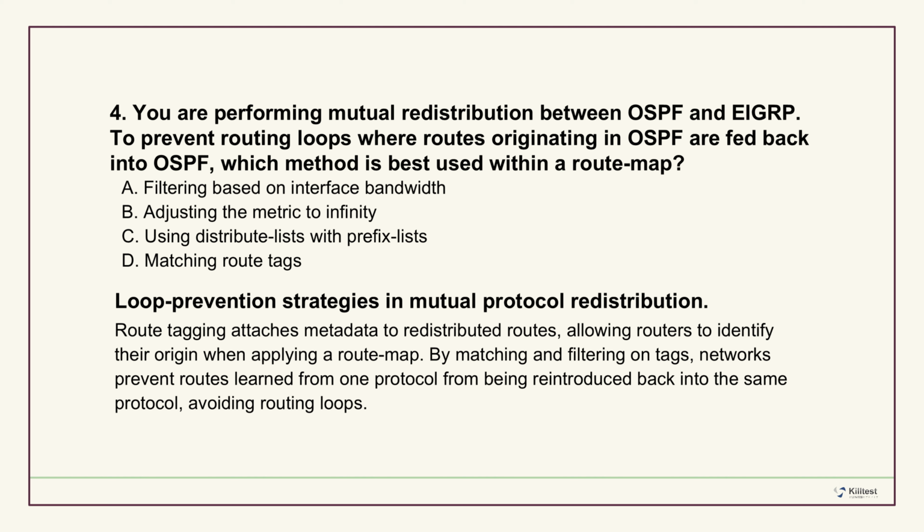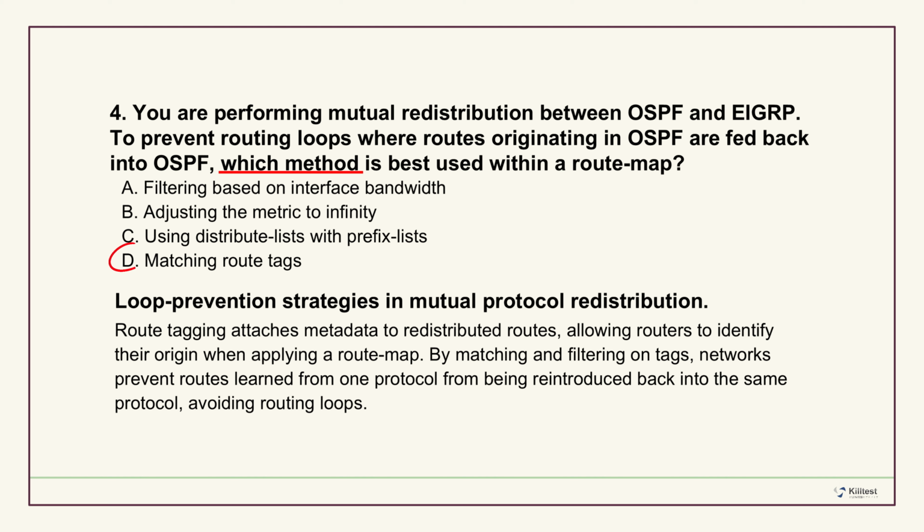So you need a way to mark a route. To say, hey, I came from here, don't let me back in. Right. What's the best defense mechanism inside a route map for that? Matching route tags. Tags are essentially just metadata. You set up the route map doing the redistribution to stamp each route with a unique tag. Say, all OSPF routes going into EIGRP get tag 100.